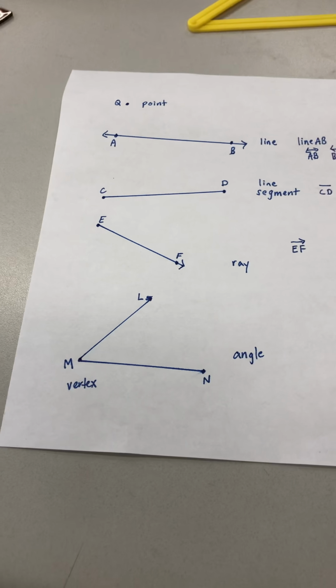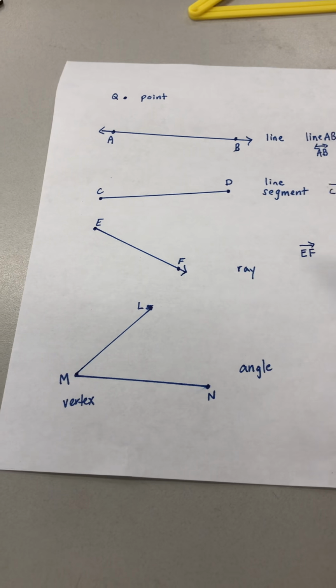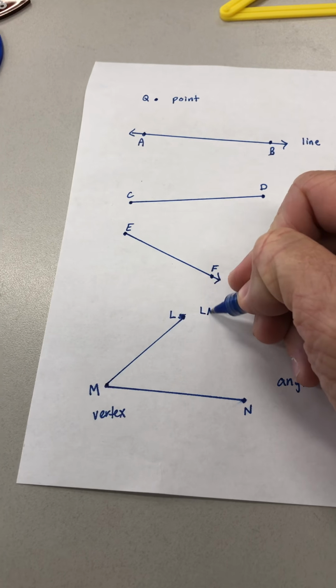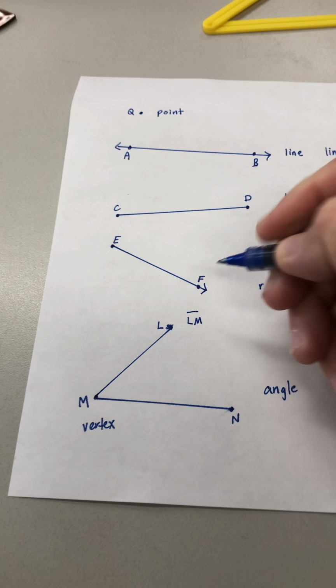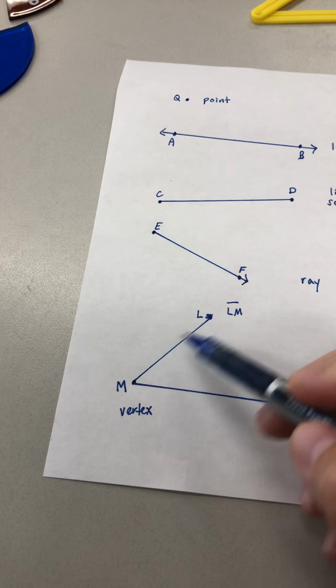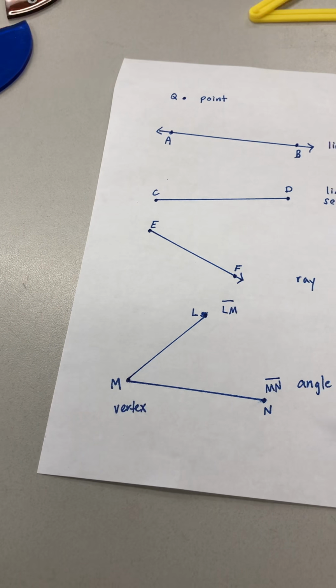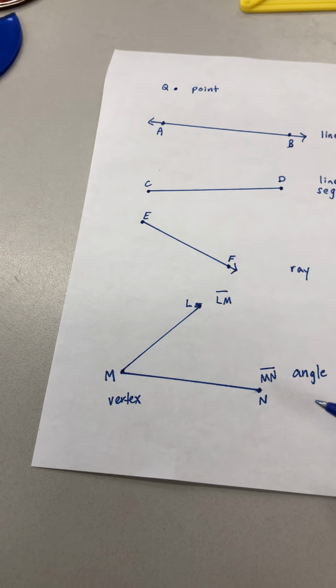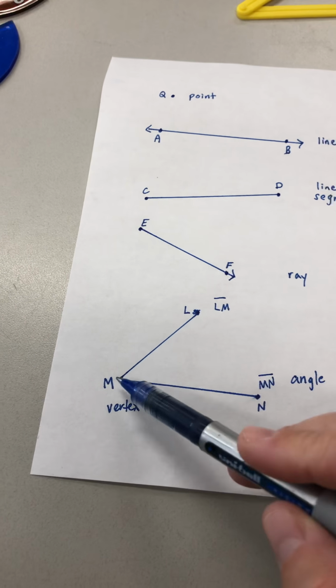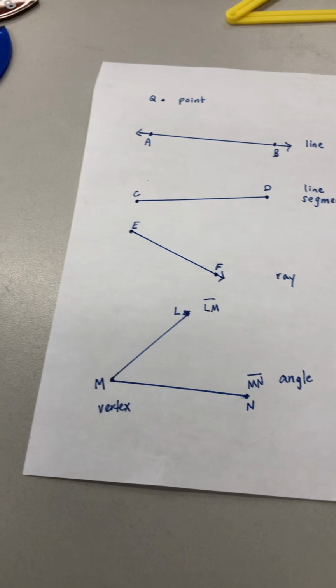Now, what happens when those things meet and share an endpoint is we have an angle. So this is two different line segments. This is line segment LM. It's also line segment MN. Together, they share this point here at point M. That point that they share is called the vertex point. And the connection of this line segment and this line segment at the vertex forms an angle.